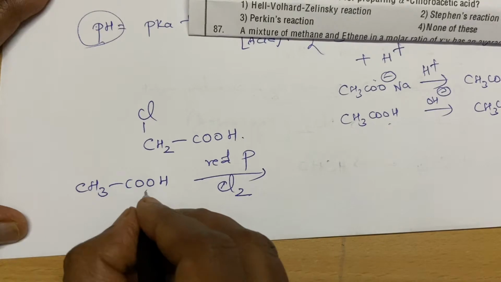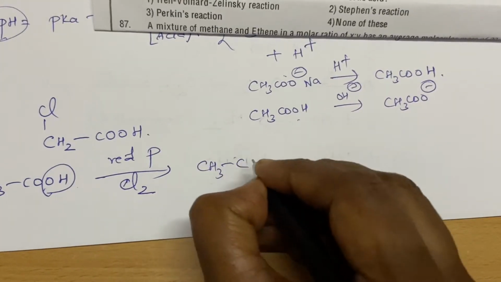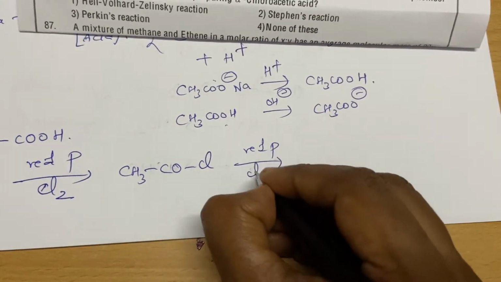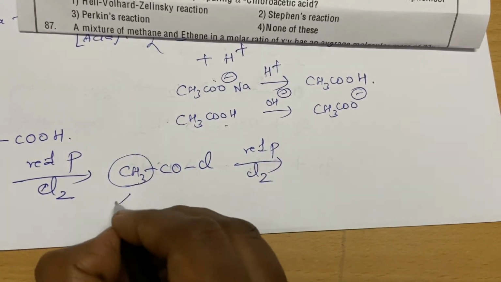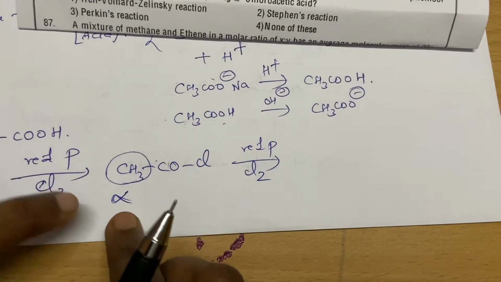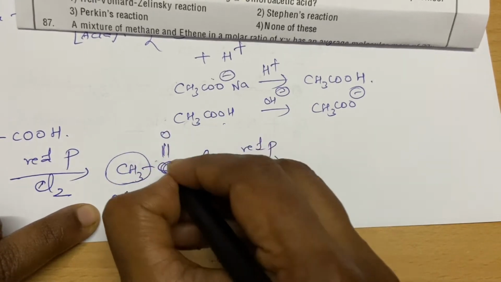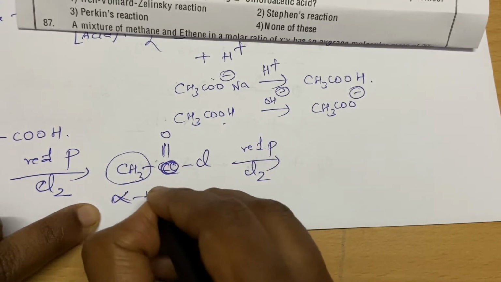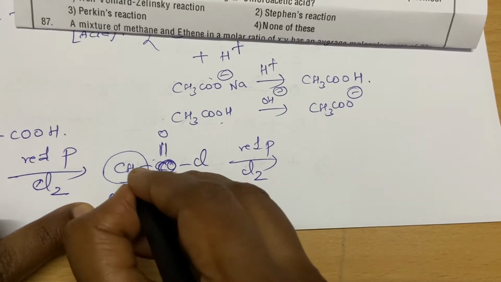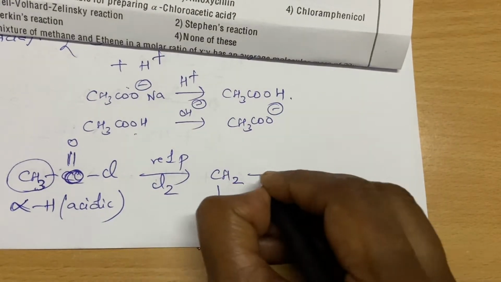So in the first reaction, what happens? The OH will get converted to this one, and the red phosphorus once again will react. This is an alpha acidic hydrogen, isn't it? This is an alpha hydrogen which is adjacent to the electron withdrawing carbonyl group. It is very acidic in nature. So the chlorination takes place here.